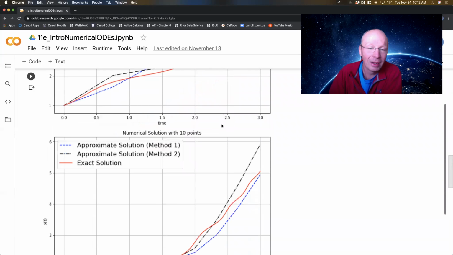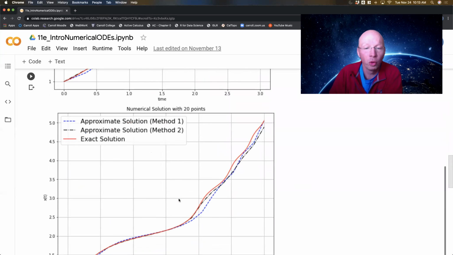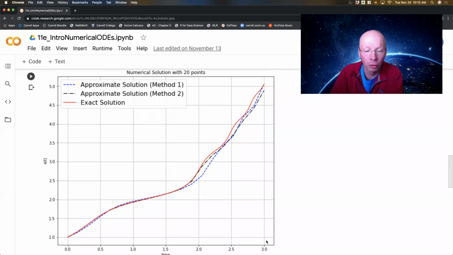Okay, what if we take 10 points to make my approximation? Now the black solution actually does pretty darn well, and it kind of loses it over here and just goes off the rails. And the blue doesn't do quite as well, but it's a little bit better, at least initially. Okay, 20 points. So I've taken my interval from 0 to 3, split it into 20 equal slices, made an approximation to the solution, and check this out. With the black, you can hardly even tell the difference until it starts to stray over here. The blue is still not doing quite as well.